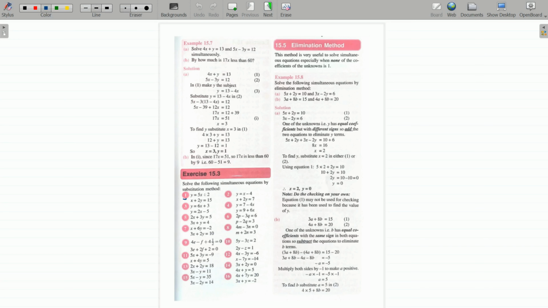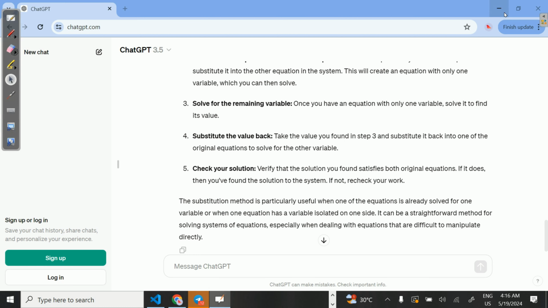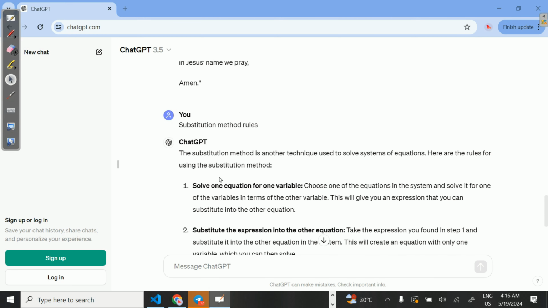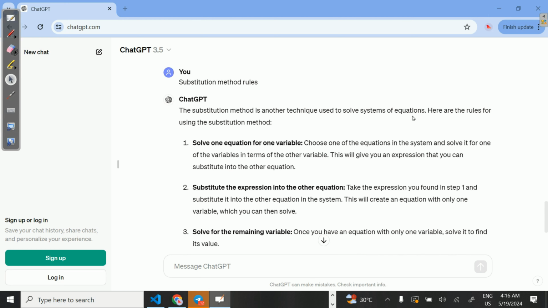I'll be working you through a few substitution equation methods and providing detailed explanations. Substitution method is another technique used to solve systems of equations. Here are the rules for using substitution method.